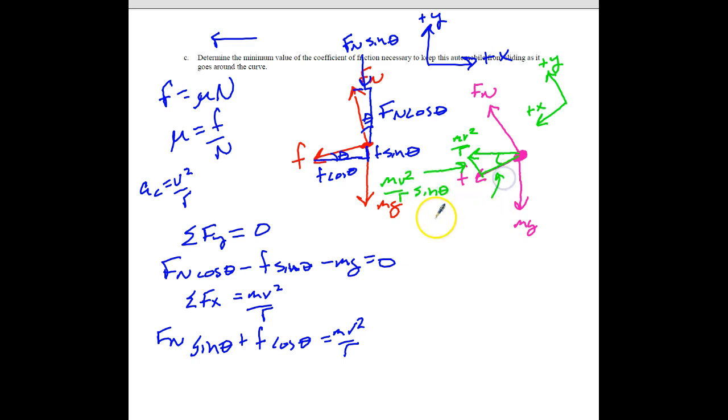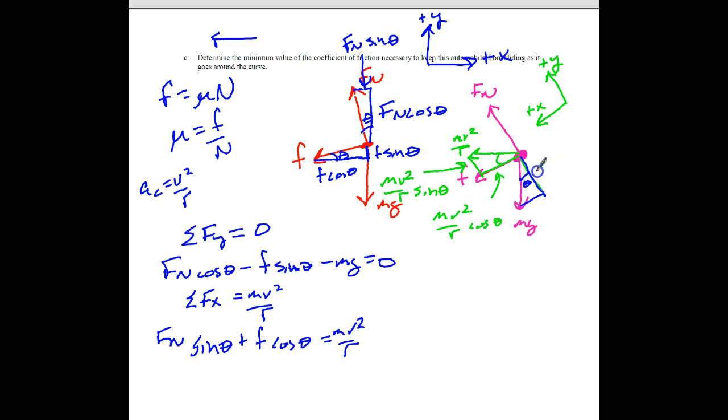We can make this one mv squared over r times the cosine of the angle. But be careful, because this thing right here is really due to that acceleration. The other thing I want to do is break up mg into components that we're used to using here.